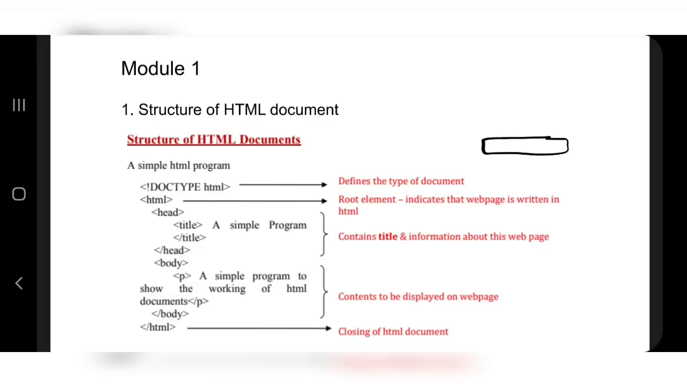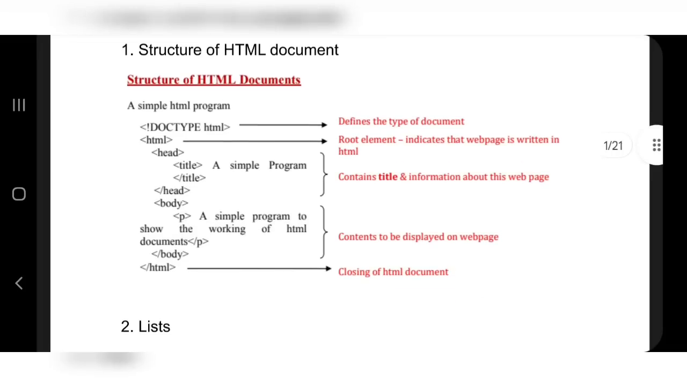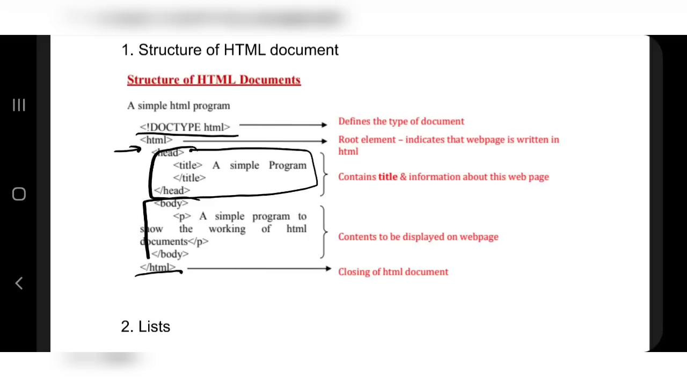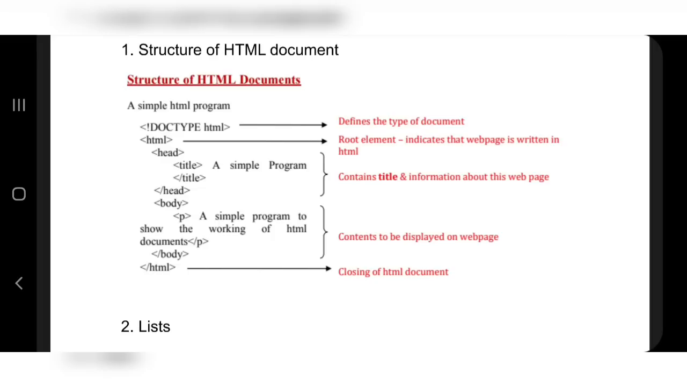Firstly, you need to know the structure of an HTML document. This is the structure of an HTML document. What you have to write is the doctype HTML, and the closing tag HTML after the opening tag HTML. Inside that you have to write the head and the body. Inside that you can write whatever you want, like the title and the p tags. So this is the basic structure of an HTML document, a very important question from the exam point of view.